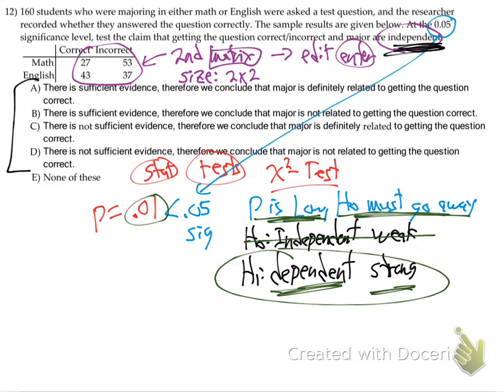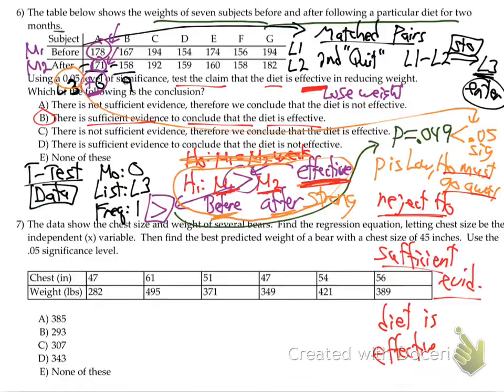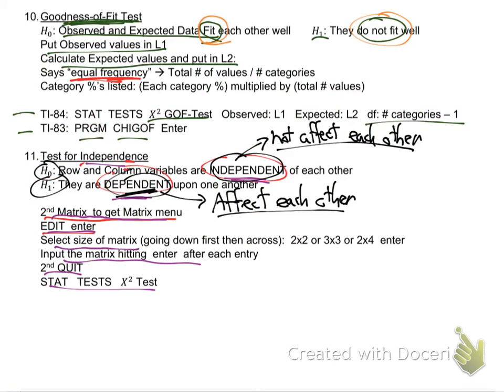So there is sufficient evidence. Evidence is strong, sufficient. Therefore, we conclude that major is definitely related, or therefore we conclude that major is not related. Is major related to getting the question correct? Well, we concluded dependent. What does dependent mean? Remember back on the exam 4 notes. Dependent means they affect each other, right?